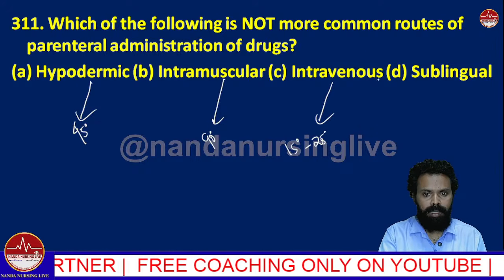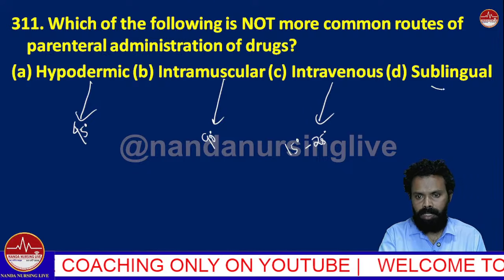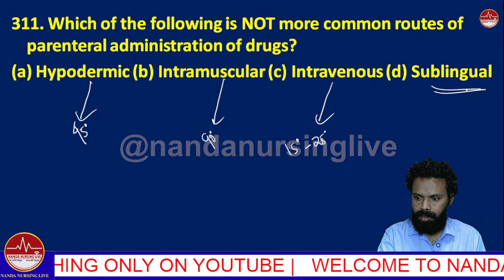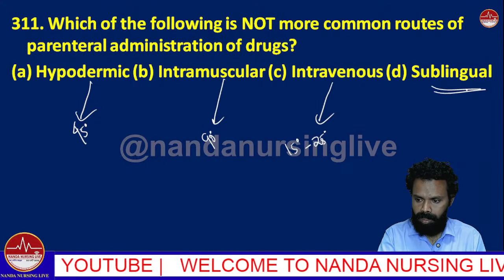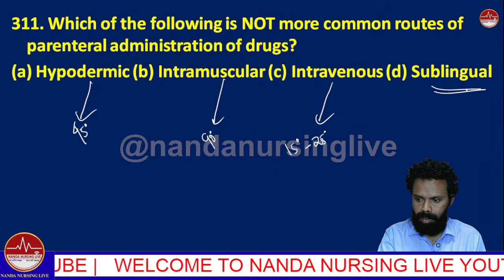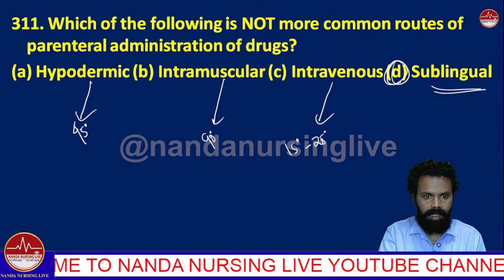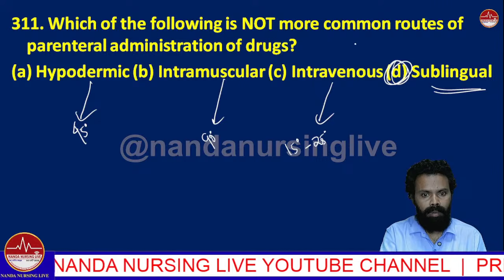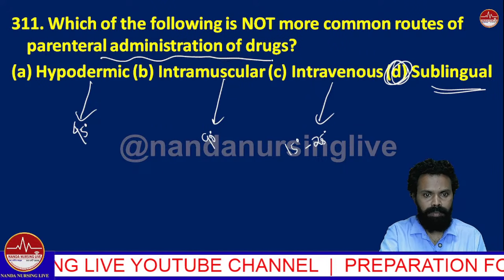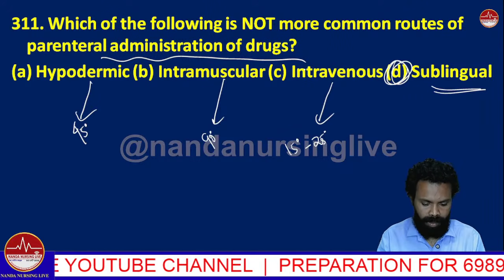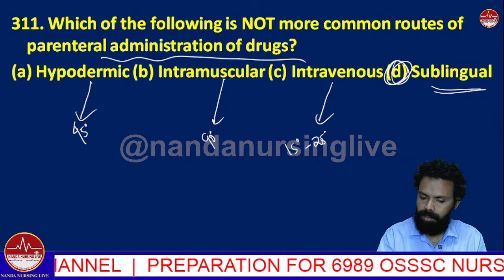And this is all about parenteral administration of drugs, right? Hypodermic, intramuscular, intravenous. But sublingual is given under the tongue, in emergency situations. So option D is the correct answer. Sublingual is not a common route of parenteral administration of drugs, right? It is under the tongue, right?